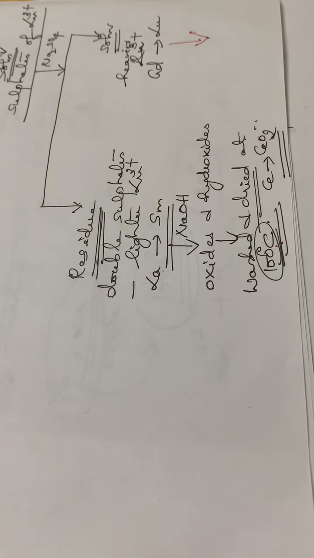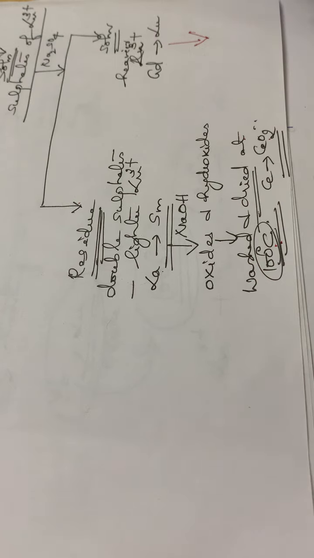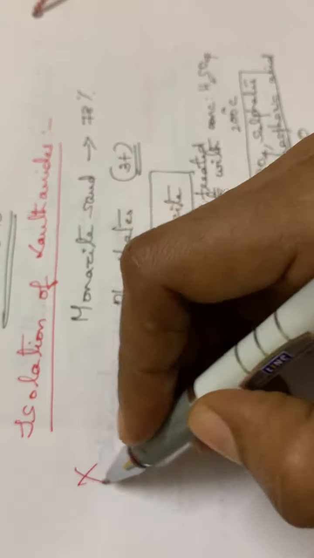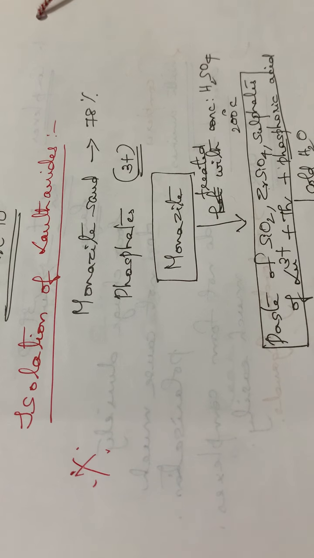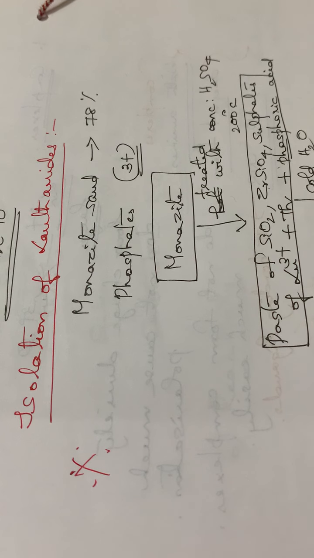Lanthanides can be separated by so many different techniques, and those techniques you have to study. This isolation of lanthanides is very important. Usually it is an asked question. From the lanthanide part, the important questions are, the first one is lanthanide contraction, then the isolation of lanthanides, then the separation of lanthanides. These are very, very important.